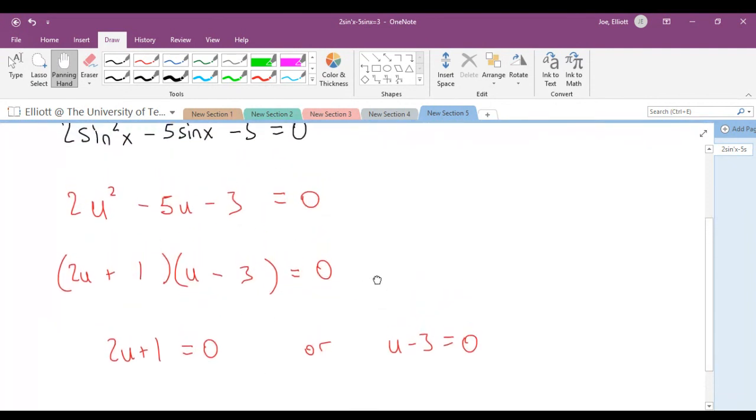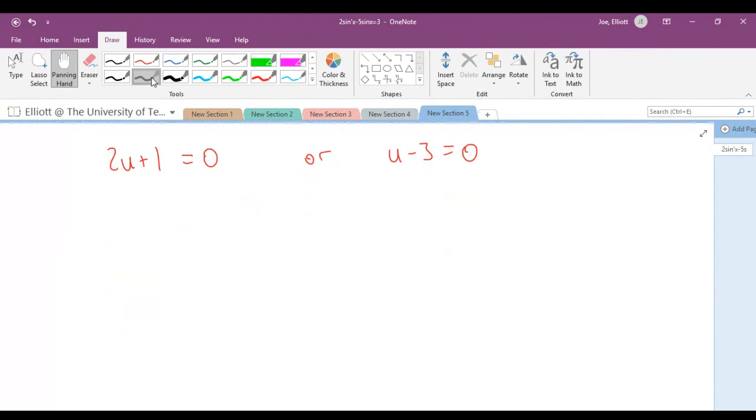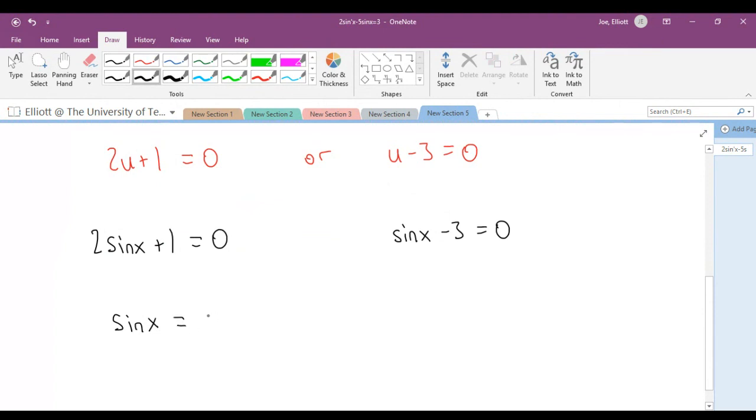Okay, but before we continue, remember that u was just a temporary placeholder for sine of x. So I think it might be good at this point to switch back to sine of x in place of u, just so we don't lose track of the original problem. Okay. All right, so then there's two possibilities. So here, sine of x would have to be equal to -1/2, and over here, sine of x would have to be equal to 3.